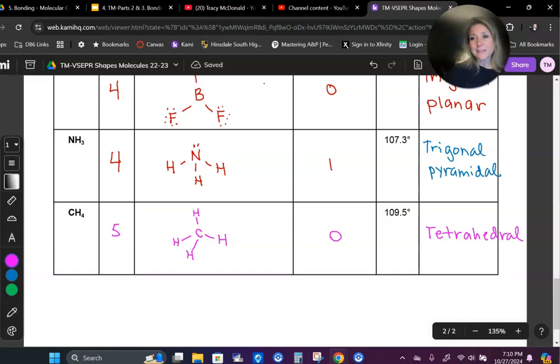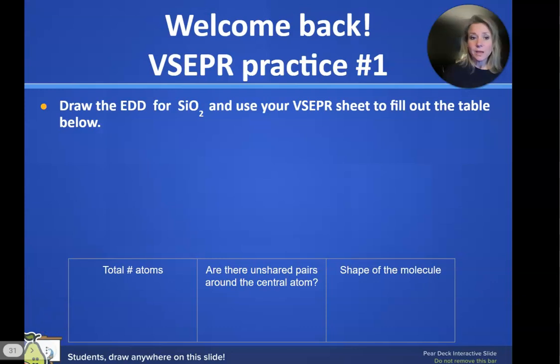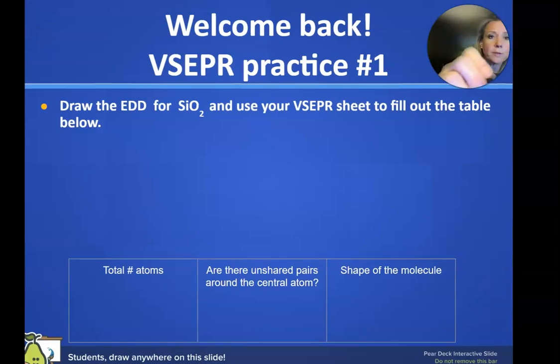All right, back to keep this page out, and now we're going to go back to our slides. All right, we are back. Let's draw the electron dot diagram, also known as the EDS, or the electron dot structure, for silicon dioxide. So let me get my pen going here. We have silicon in the middle, and we're going to have our oxygens over here at the end. The total number of atoms that I have here, and again, you're going to use your VSEPR sheet that we just finished. We have 3 atoms total.